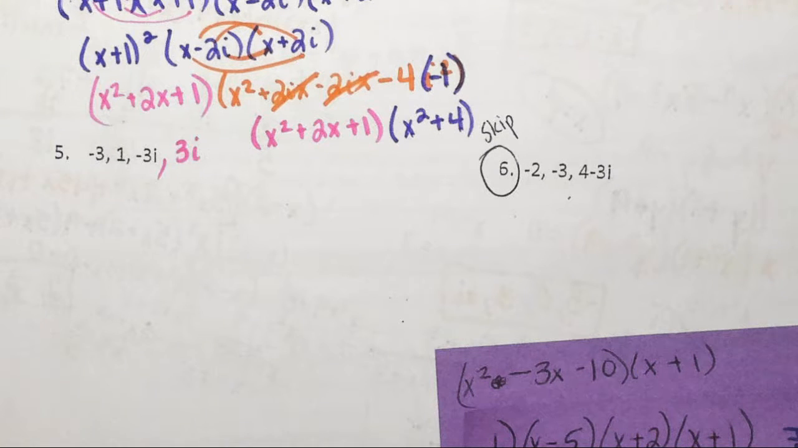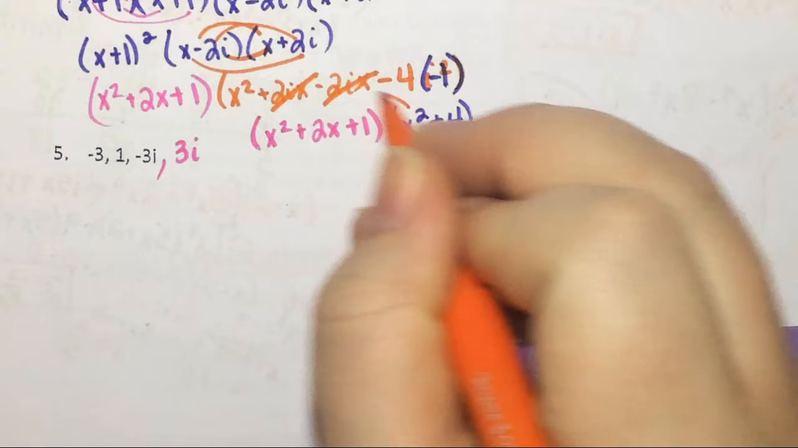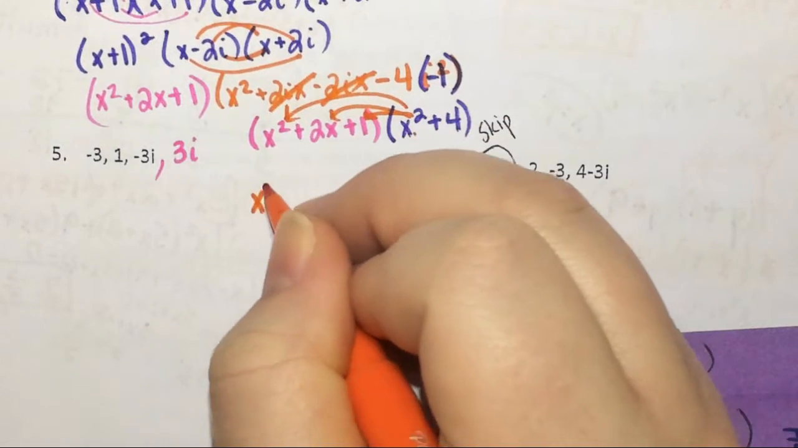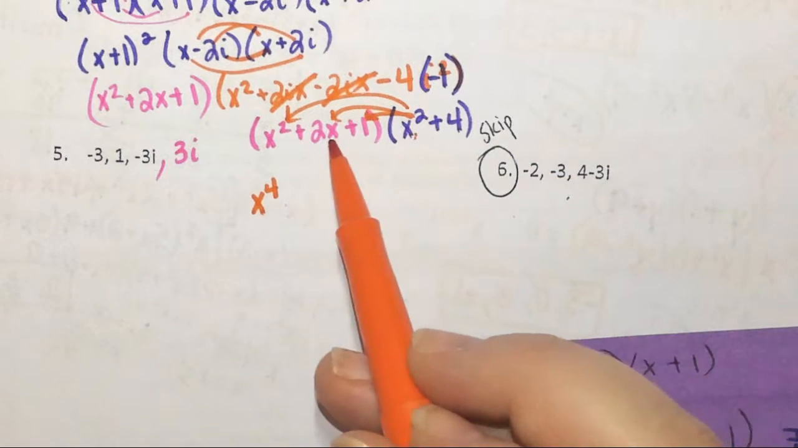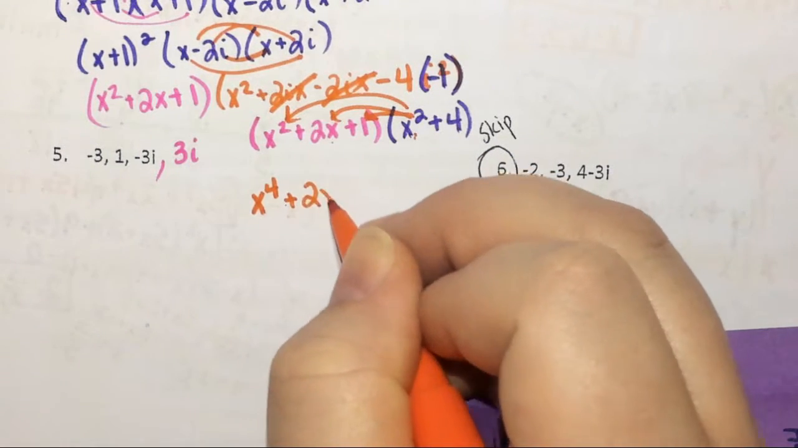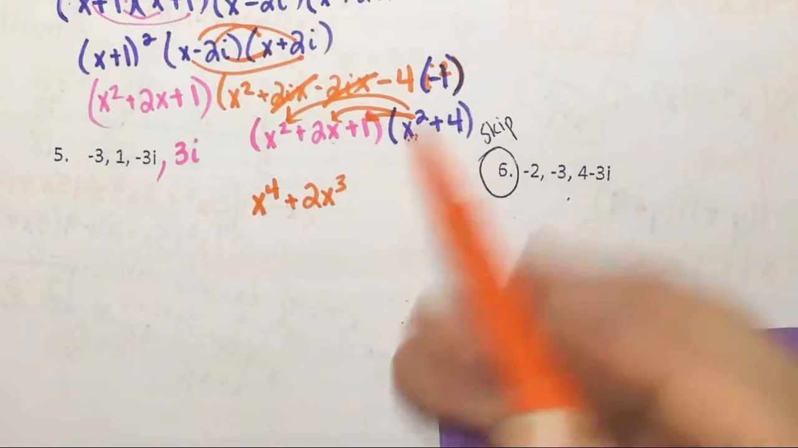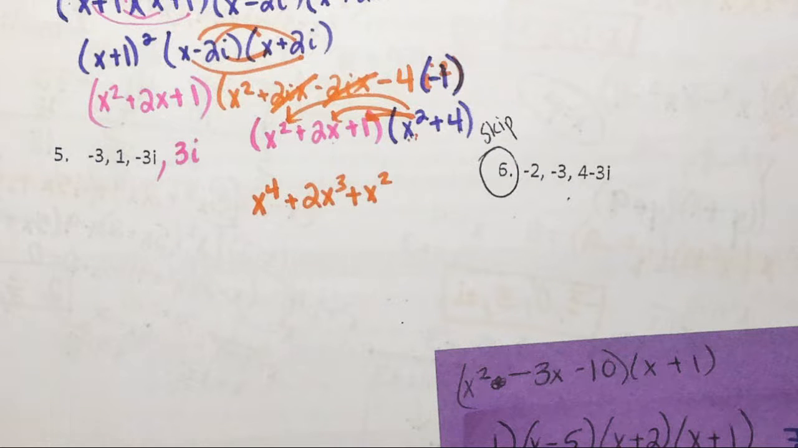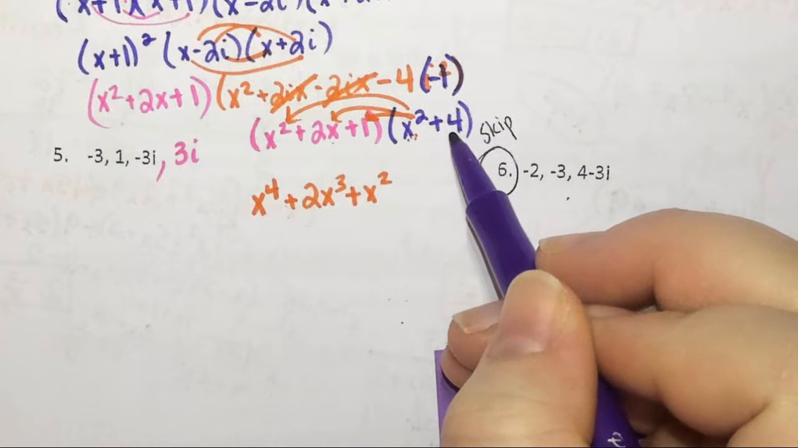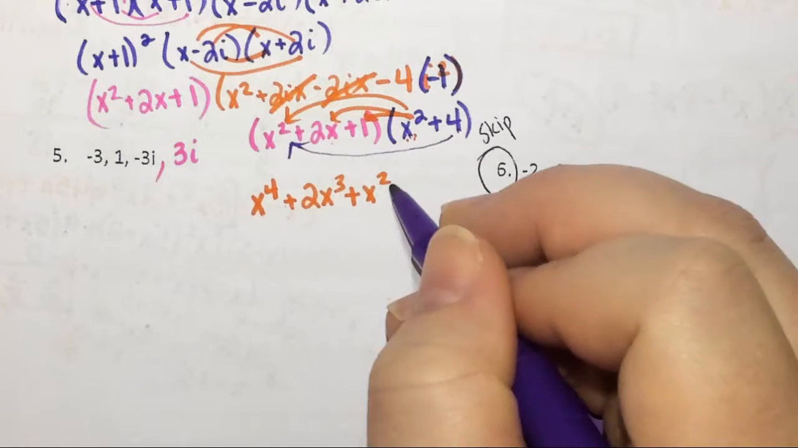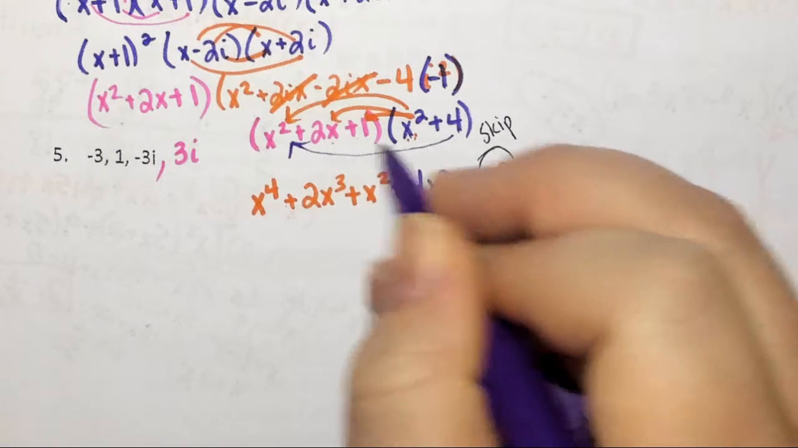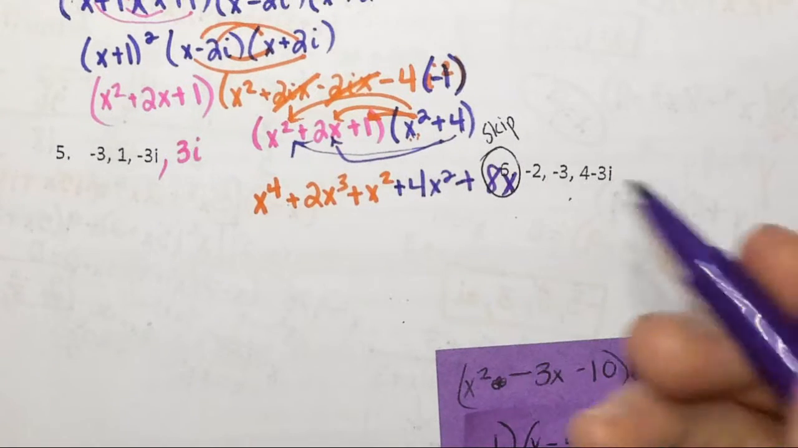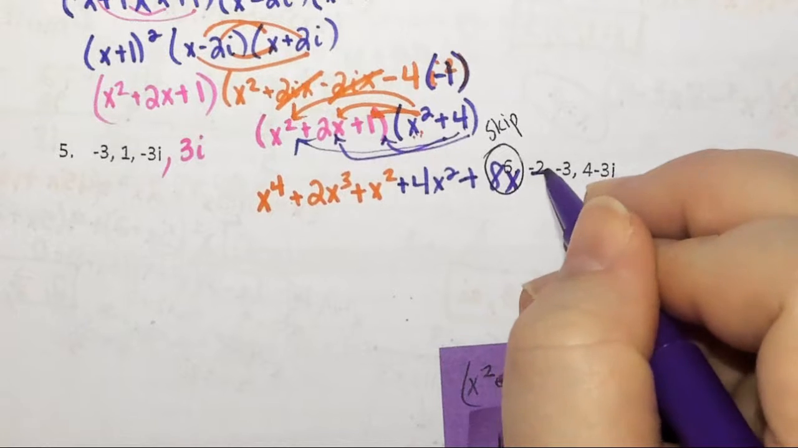Okay, well, sadly, you and I both know I'm still not done. I've got to give that x squared to everybody. x squared times x squared is x to the 4th. x squared times 2x is 2x to the 3rd. x squared times 1 is just x squared. And then I got to share the 4. 4 times x squared is just 4x squared. 4 times 2x is 8x. 4 times 1 is 4.